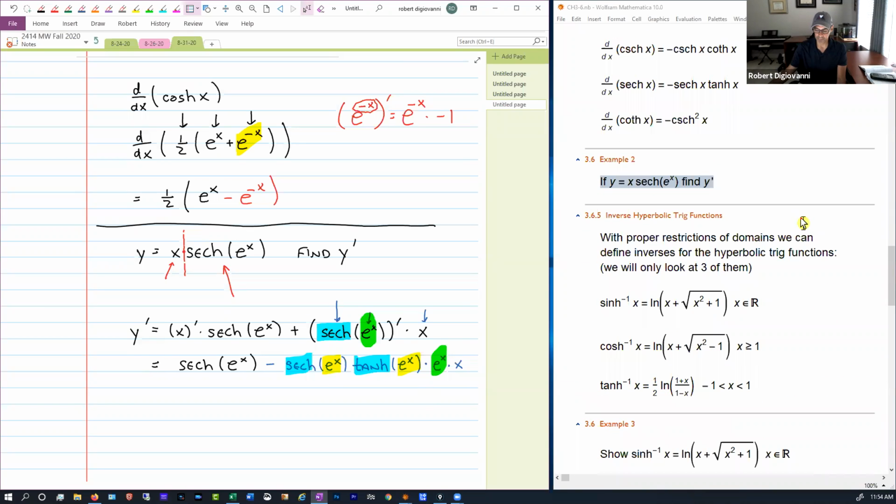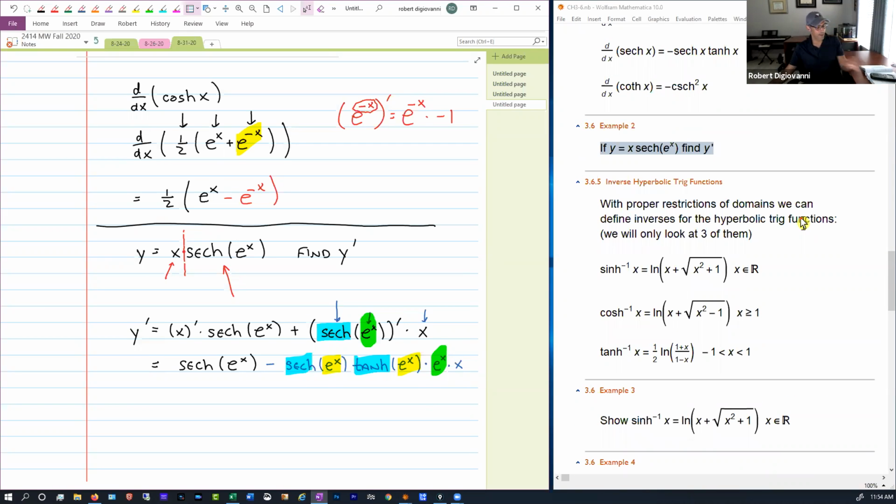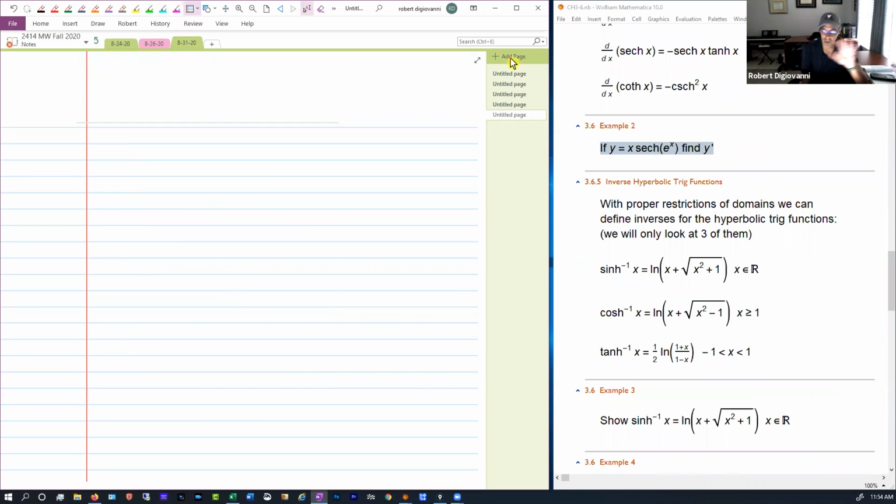Fun stuff. Okay, now, this is always exciting. Right now we're not talking about derivatives. We're just talking about inverse hyperbolic trig functions. So here are the definitions of the inverse hyperbolic trig functions. Here they are. And there's something I want to point out here that's really important.